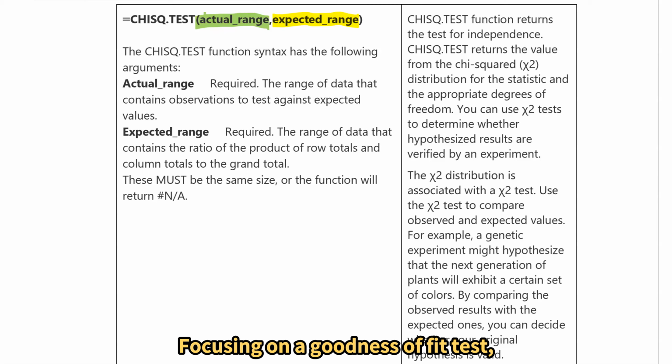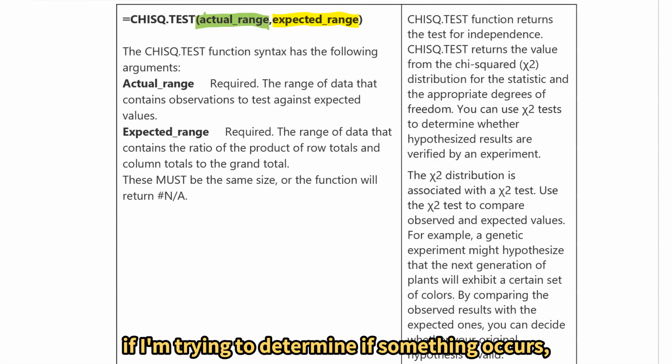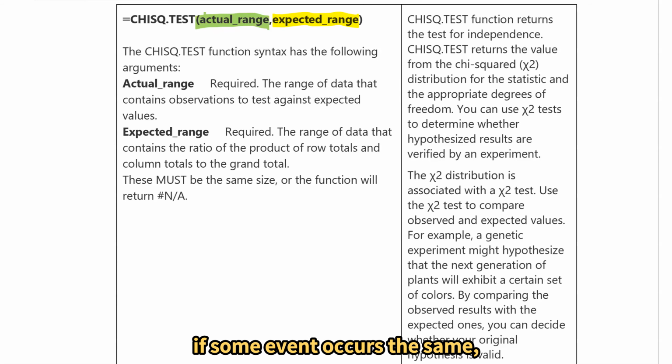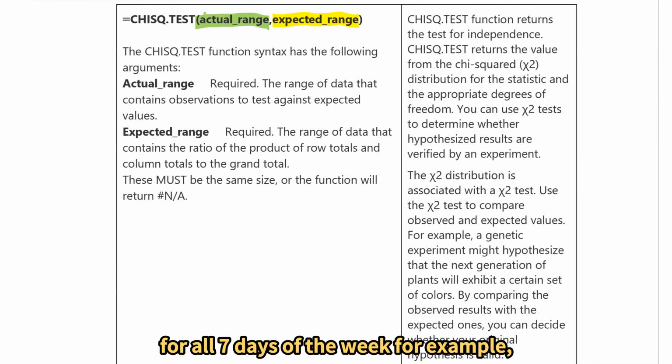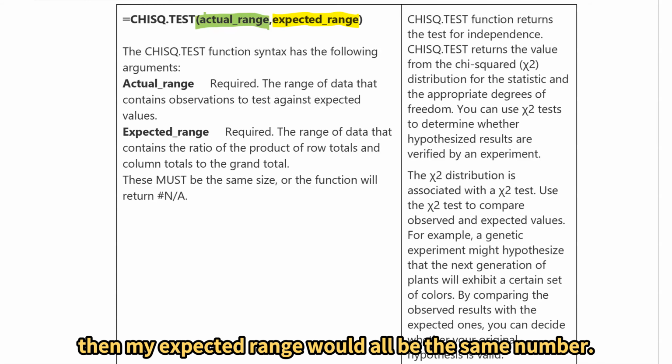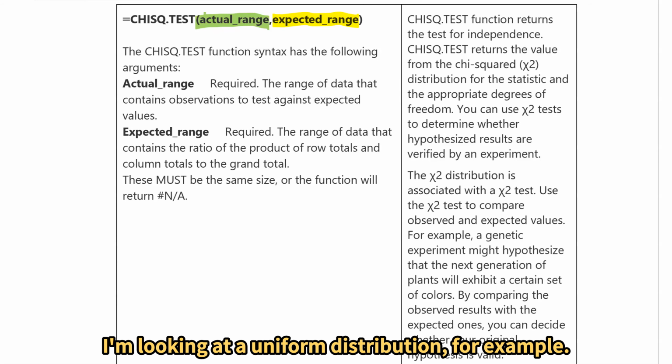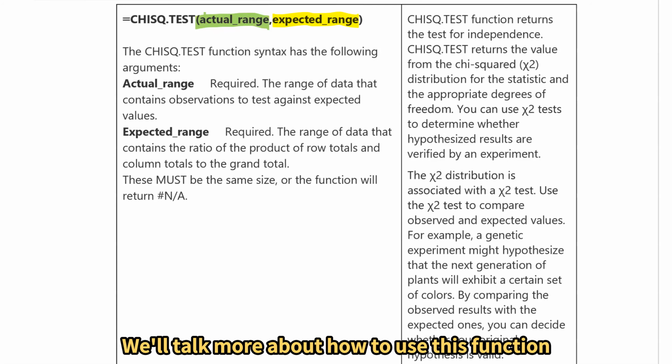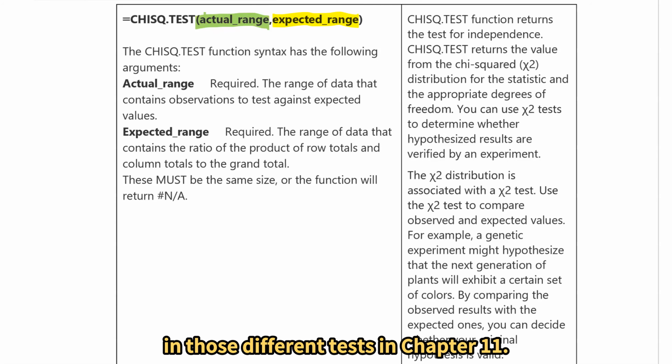Focusing on a goodness of fit test. If I'm trying to determine if some event occurs the same for all 7 days of the week, for example, then my expected range would all be the same number. So I'm looking at a uniform distribution, for example. We'll talk more about how to use this function in those different tests in Chapter 11.